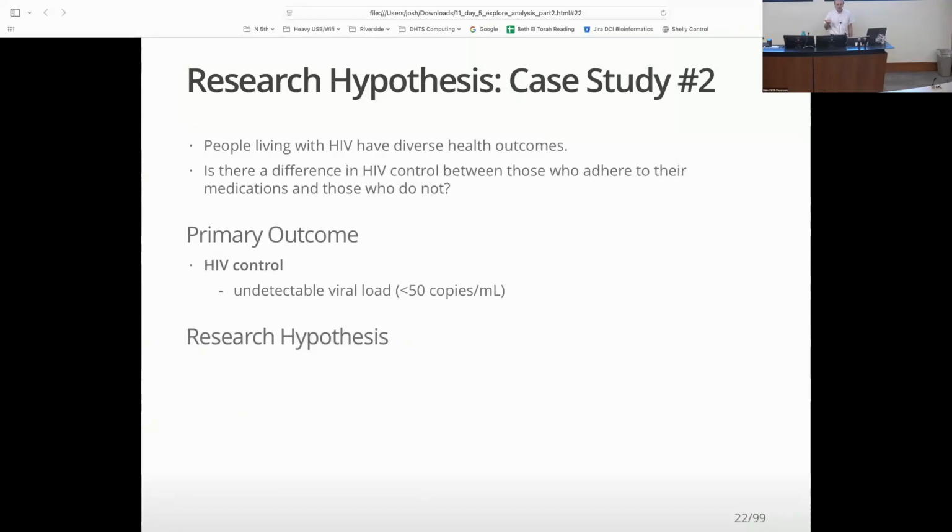So what research hypotheses can we come up with? I'll give you another minute on that. You can write it out or just have it in your head. Okay. Anyone want to suggest a research hypothesis?